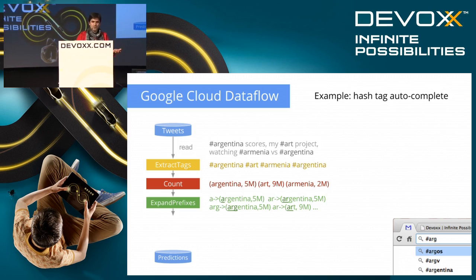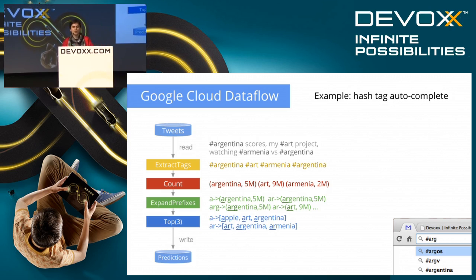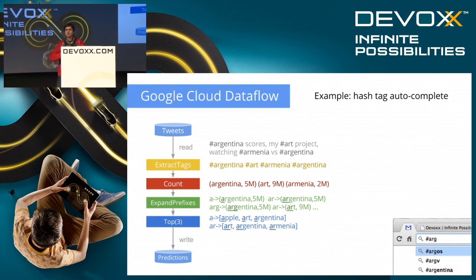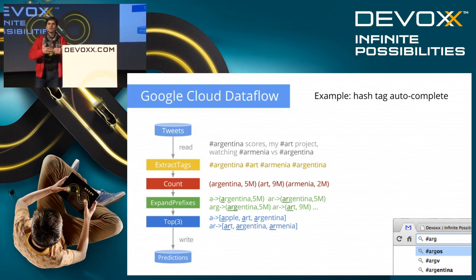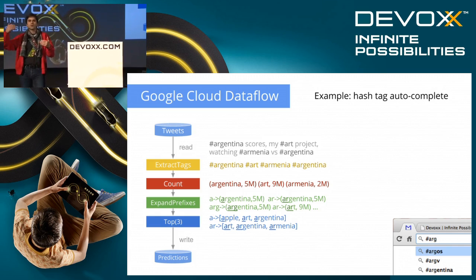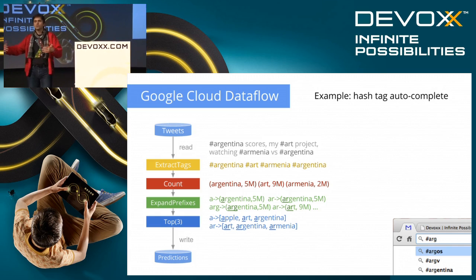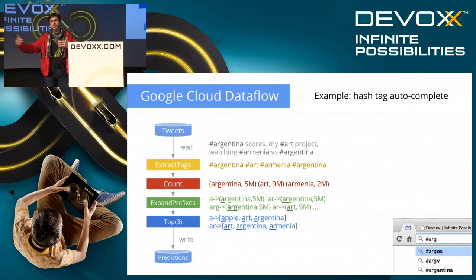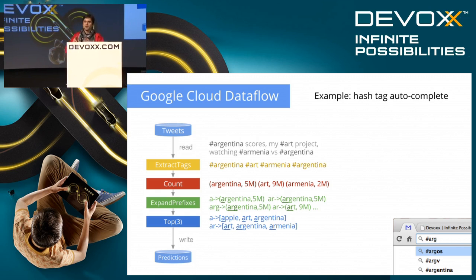And then the last step is to take all those prefixes and, for a given prefix, find out what are the 3 most frequent completions, hashtags, which will become the top completions for that prefix. So if I type A, if I type AR, if I type ARG, I have different completions based on their frequency.